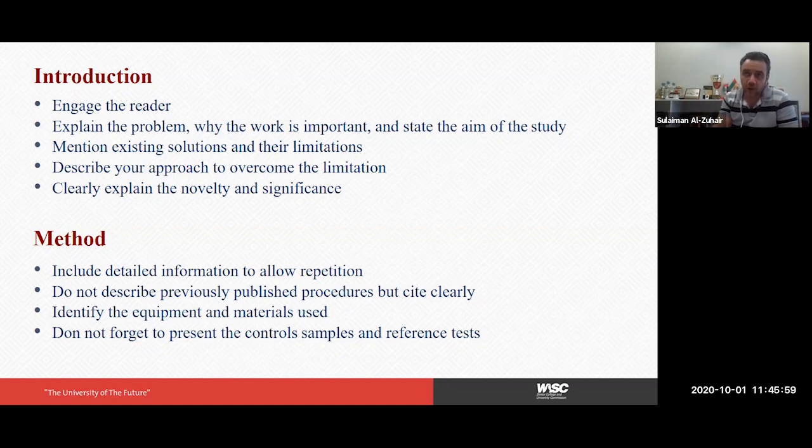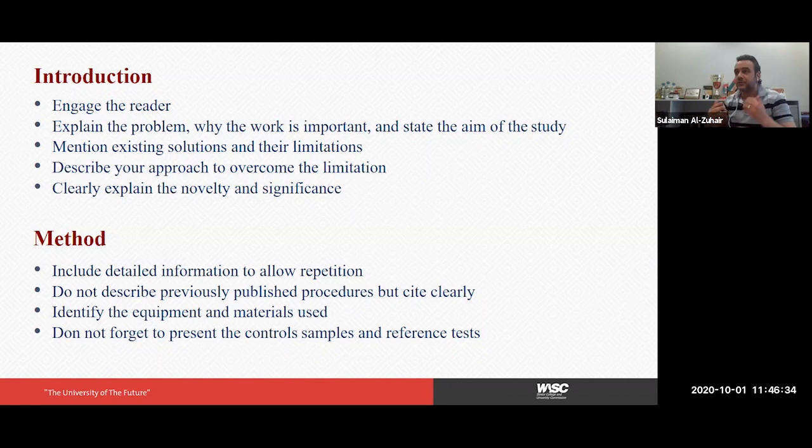What's the problem? Why are you tackling it? And what is your main approach to reach it? Explain the problem, why this problem is important, and the aims of the study. Mention existing solutions and the limitations of those existing solutions. So this is the problem. This is what people have been trying to do. However, they are not getting the results they want because of this. Then I'm going to approach it in a different way. How are you going to approach it? And explain clearly the novelty of your work.